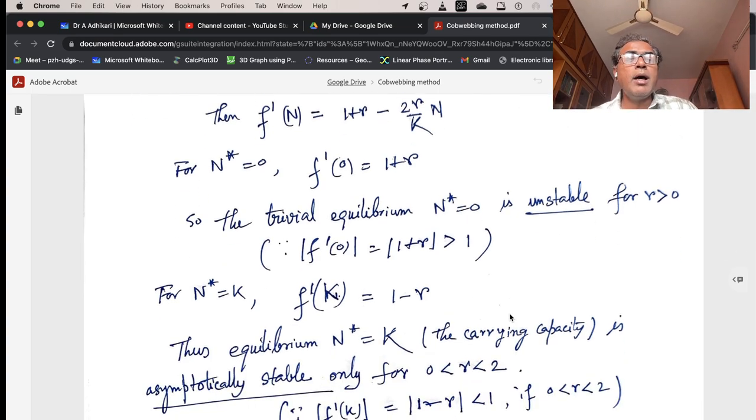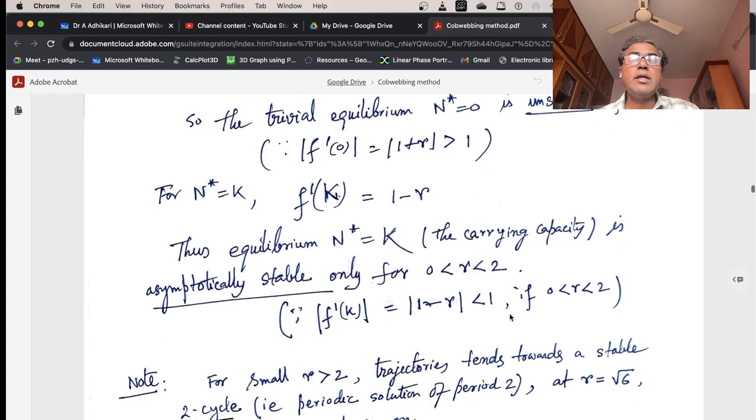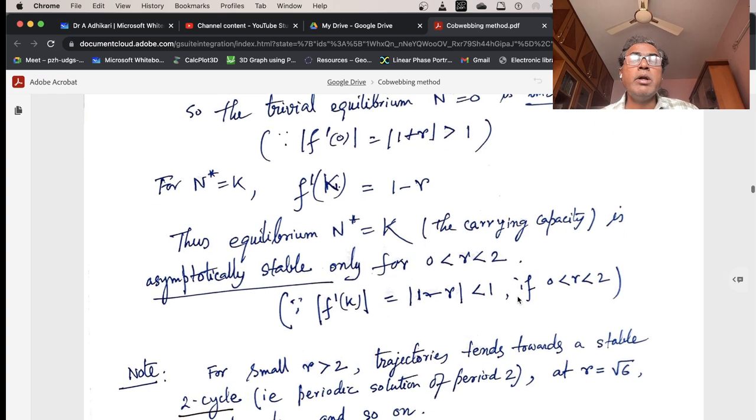And for the equilibrium point x star equal to k, f dash k equals 1 minus r. So x star equal to k, the carrying capacity, is asymptotically stable only for 0 less than r less than 2. Because the modulus of f dash k, which is the modulus of 1 minus r, must be less than 1 for the stability of the equilibrium. On simplification of this relation we get 0 less than r less than 2.